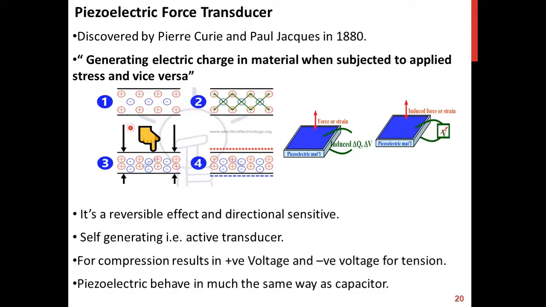When a force is applied on a certain material like a piezo material, it reorients the positive and negative charges in a specific direction, so that it establishes positive on one side and negative on the other side, and a potential difference is established. Inverse piezo means when a voltage is applied to it, it generates some force, so it's a reversible effect and direction sensitive. It is also self-generating, that is, it is an active transducer. There is no need to supply voltage to activate it. It is always active.